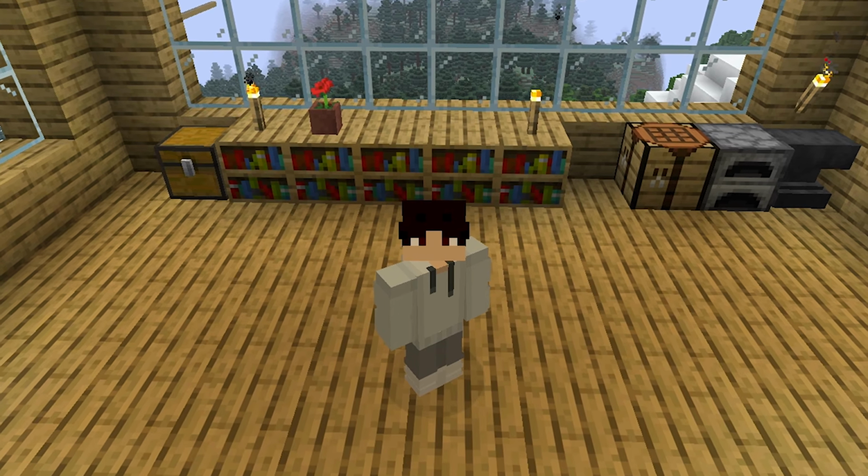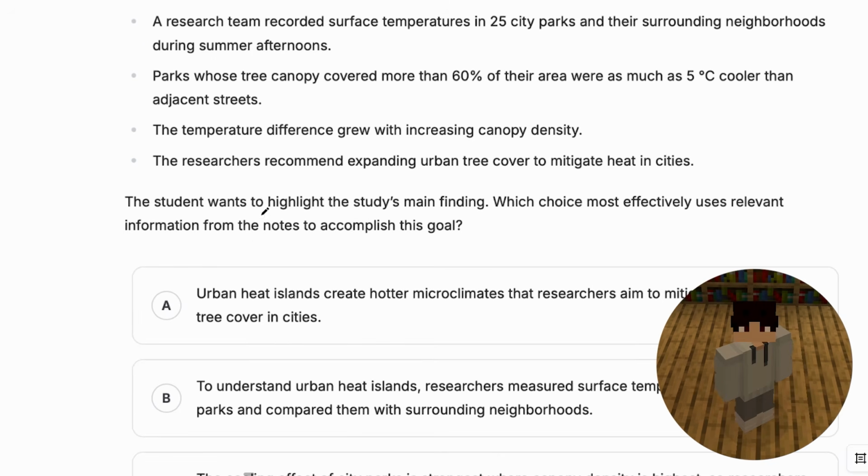Let's just finally look at this one. This is a completely new question. The student wants to highlight the study's main finding. Which choice most effectively uses relevant information to accomplish the goal? Main finding means the result of the study.